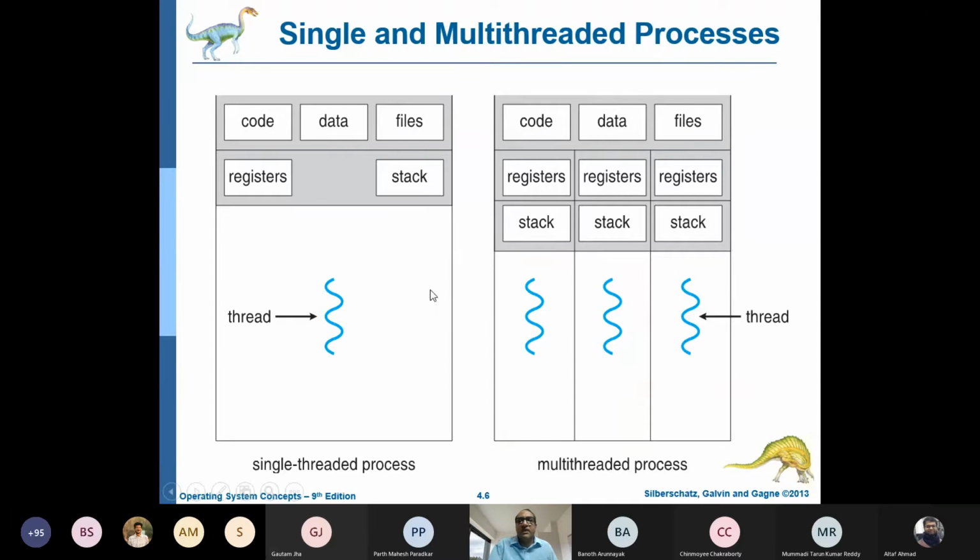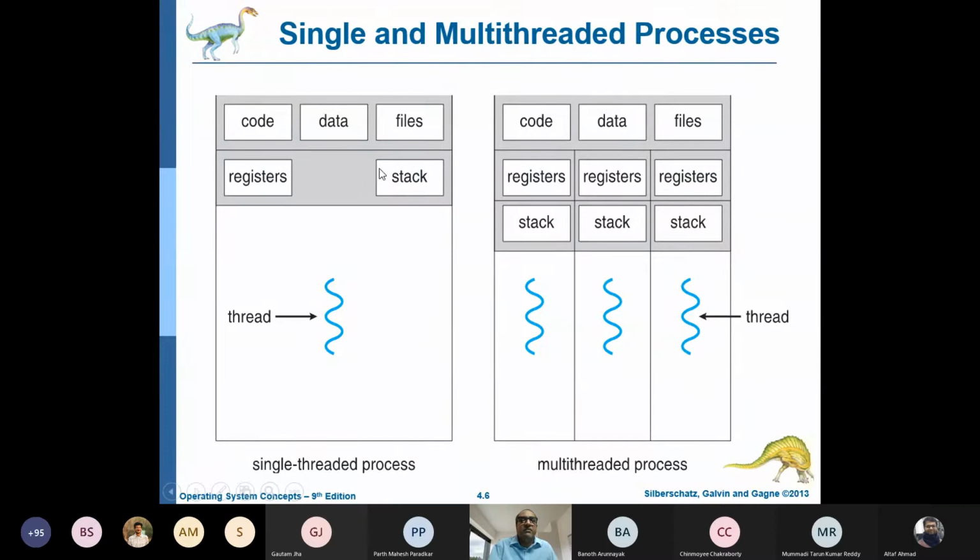In this figure, the figure on the left side illustrates a process having a single thread. It means there is only a single execution sequence. Since it is a process, we have the code segment, data segment, and files provided by the operating system. To run the process, a separate CPU register set is required, along with a separate memory space, the stack, to take care of local operations like local variables and function calls.